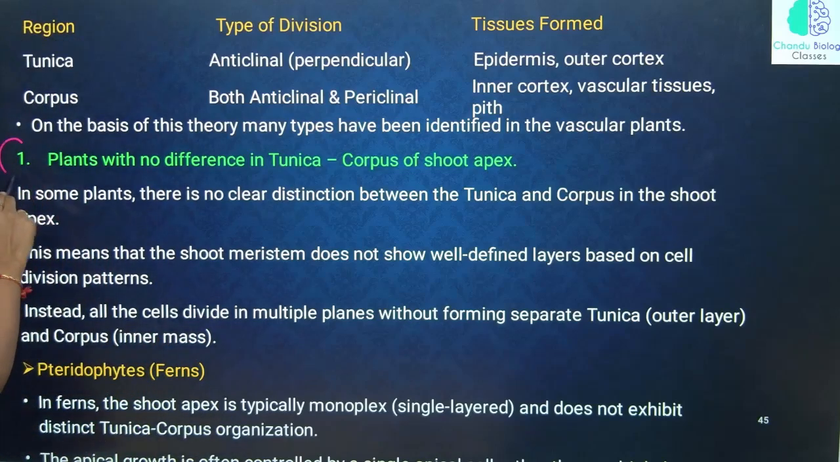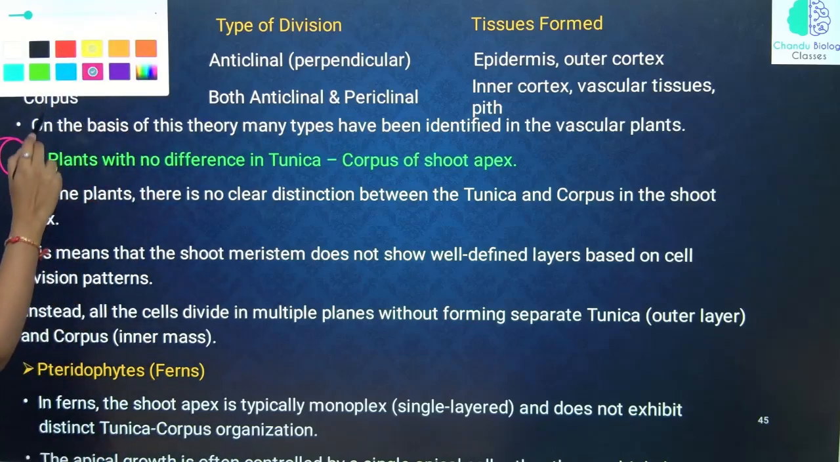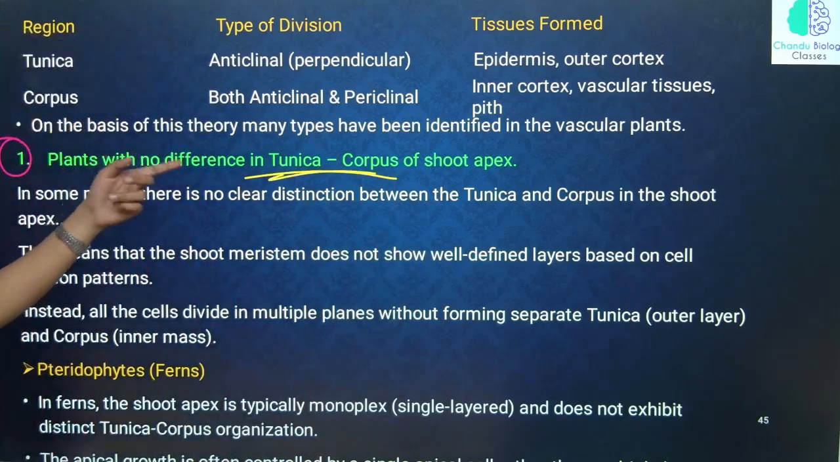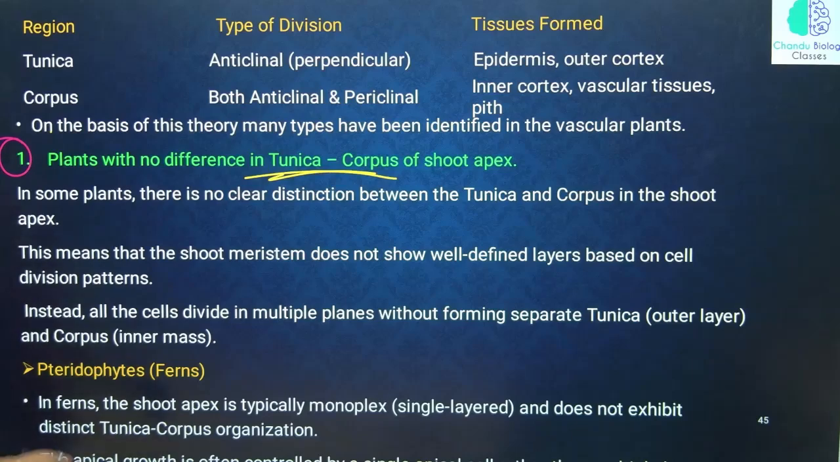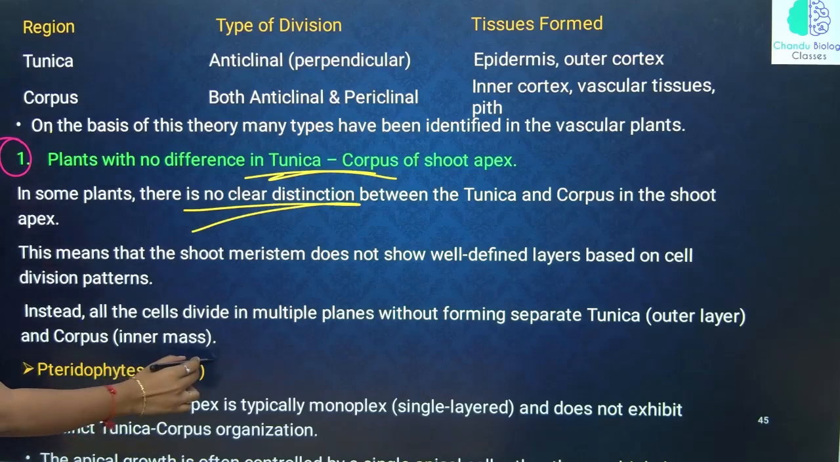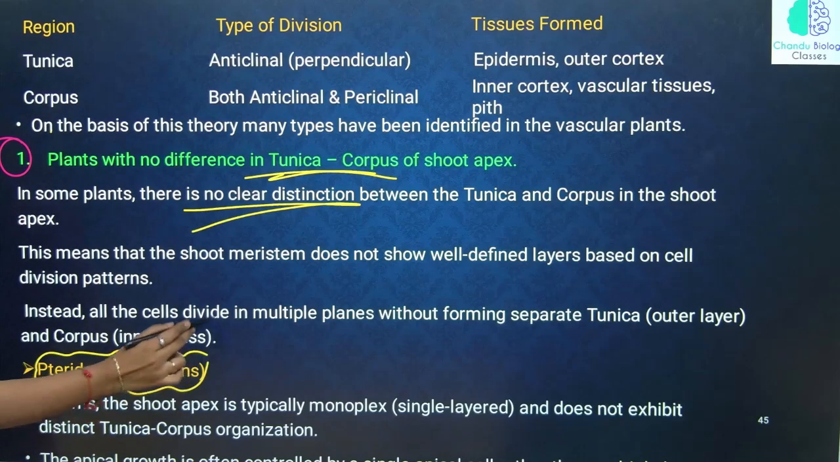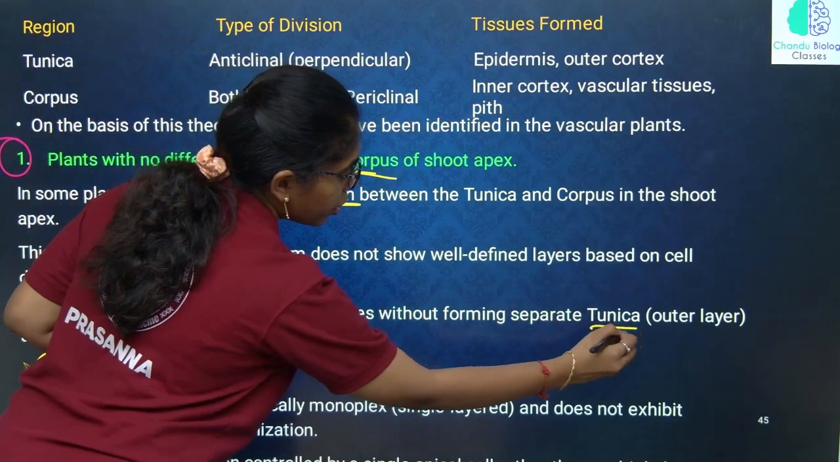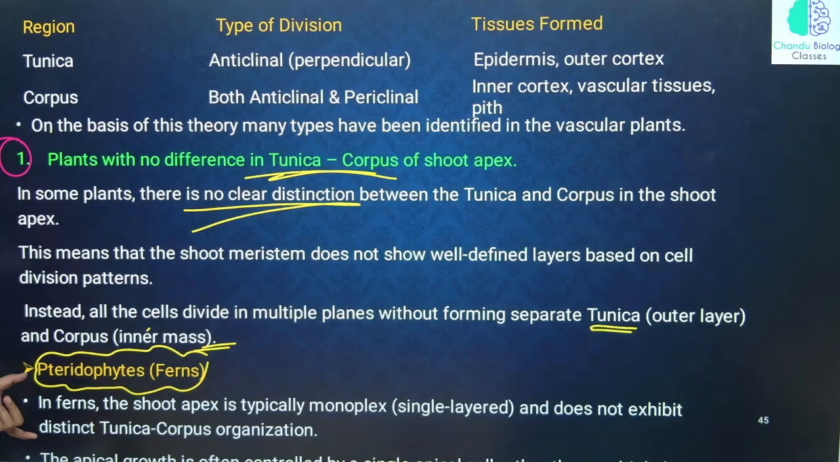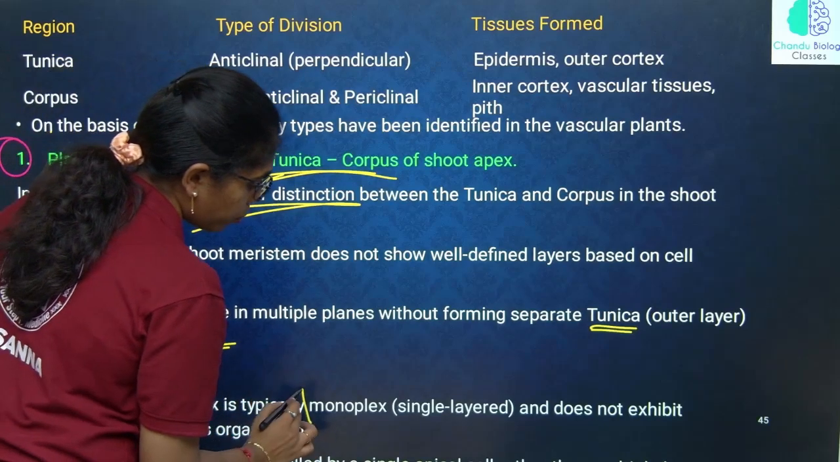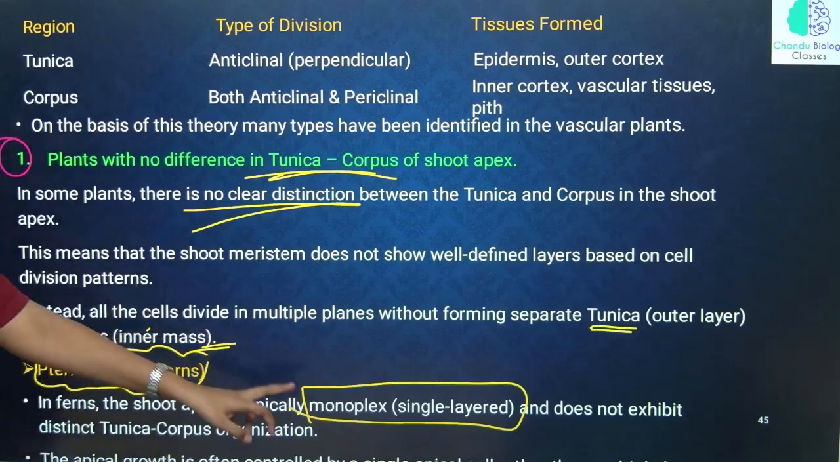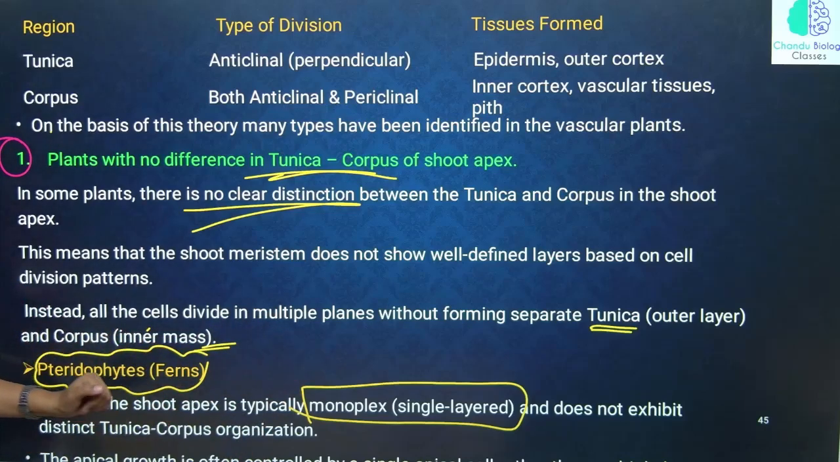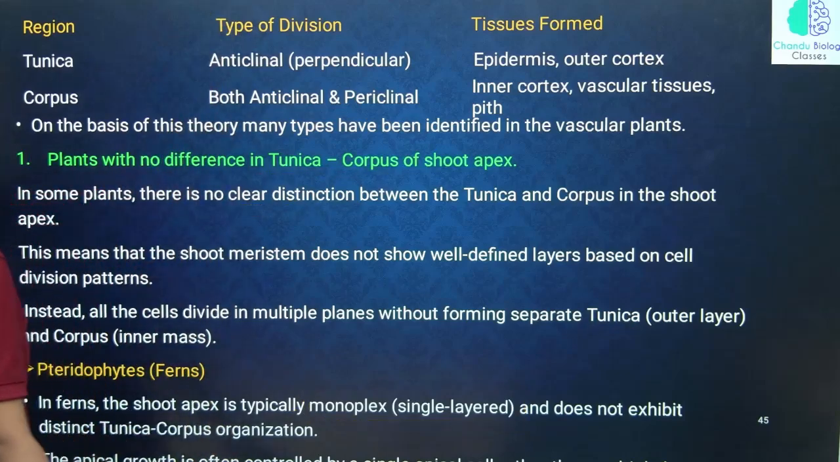First type is plants with no difference in tunica corpus shoot apex. There is no difference between tunica and corpus in the shoot apex. For example, no clear distinction is seen in primitive vascular plants like pteridophytes, wherein all the cells divide in multiple planes without forming tunica and corpus. It has only monoplex, meaning a single layer dividing in all the planes. There is no proper differentiation of two layers, tunica and corpus.